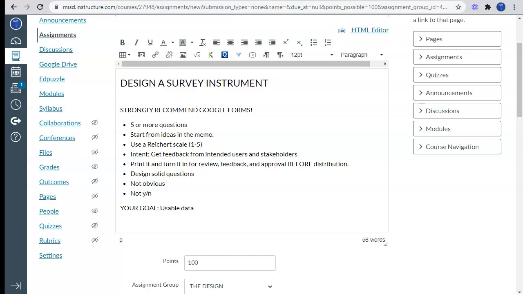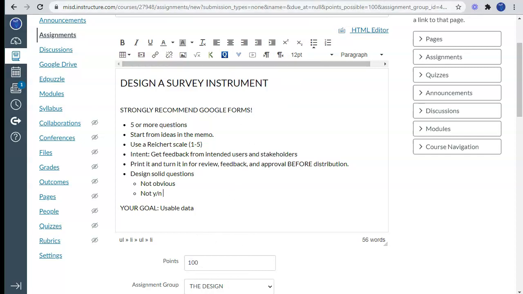Remember, design solid questions. They shouldn't have obvious answers, and they shouldn't be yes or no questions. They should be like, on a scale of 1 to 5, what do you think? What you're really after here is usable data to guide your project. So I'll add in here what you're going to turn in.